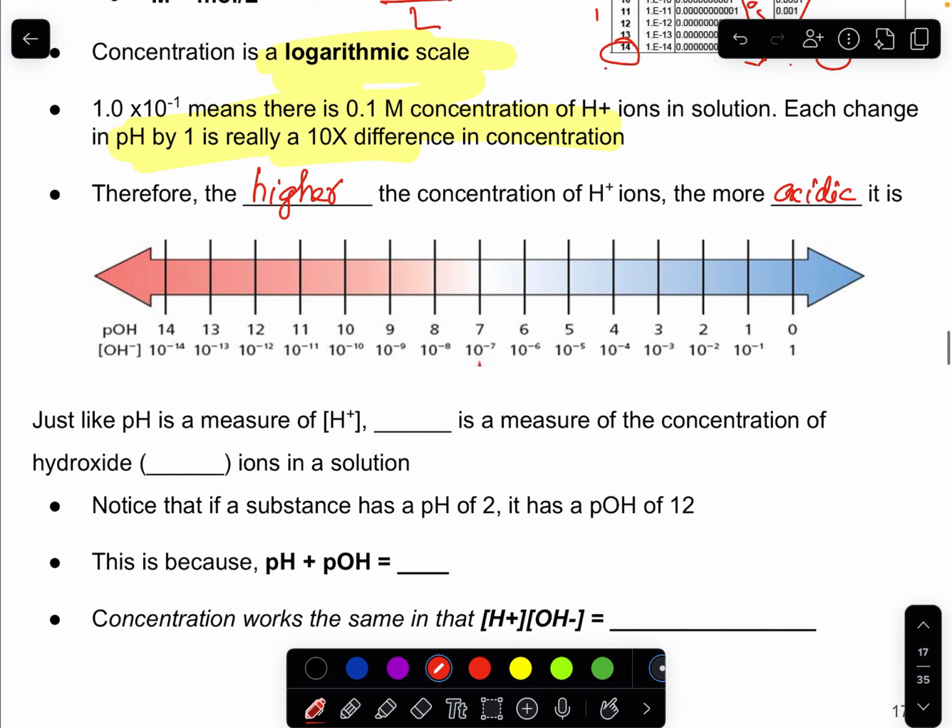Same thing, there is a pOH scale given. If there is more OH- ion, that will be highly basic. Just like pH, which measures H+ ion, we can also have a pOH scale, which can measure what ion? OH- ion. That is a concentration. The square bracket means concentration, molarity, concentration of OH- ion.